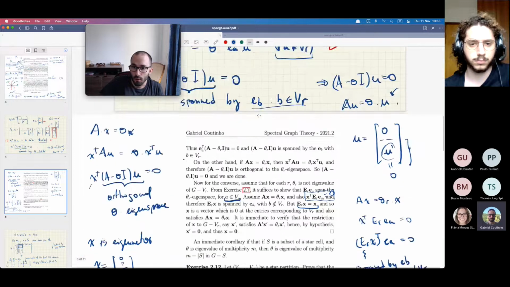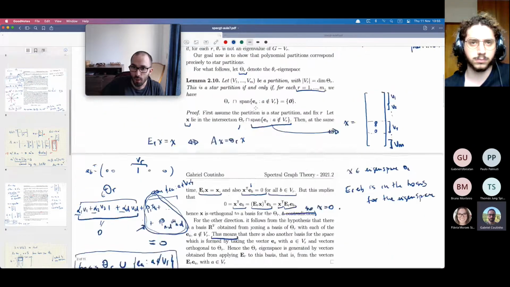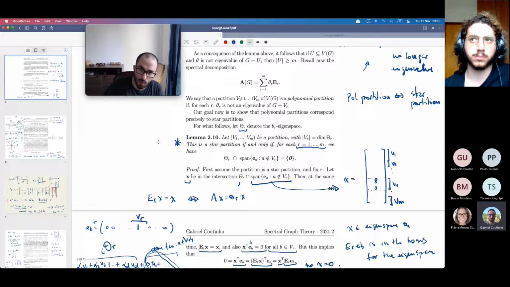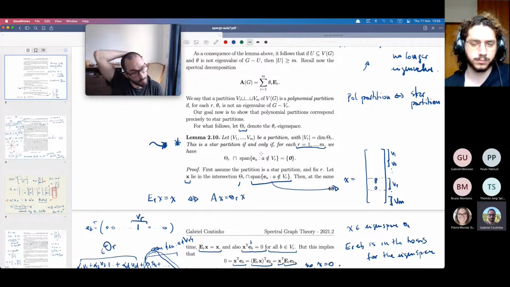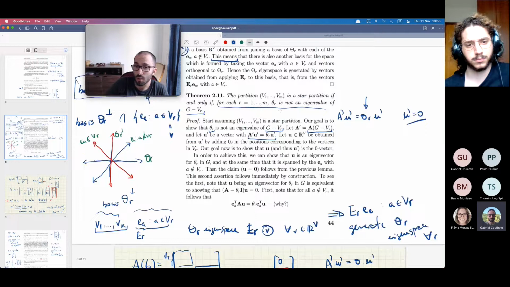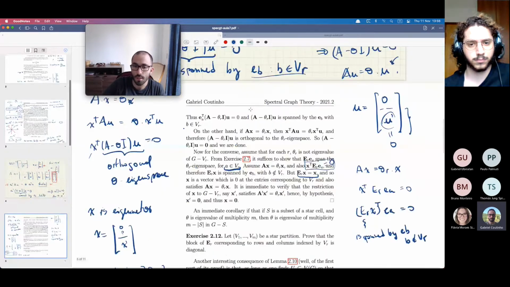All right. So what do we have? We have this very important, nice lemma, which unfortunately I had wrong last class, now I have it right. It is quite the useful lemma to analyze this connection between eigenvectors and verses of the graph. It allowed us to show that star partitions are the same thing as polynomial partitions, which is quite nice.